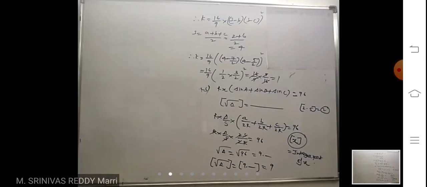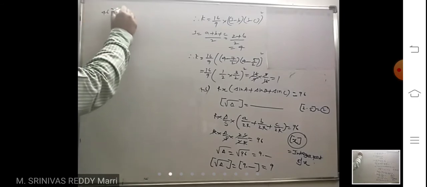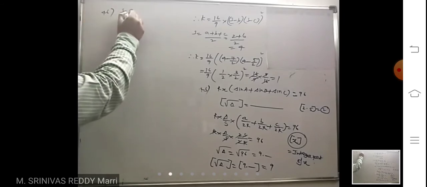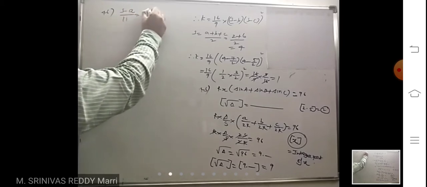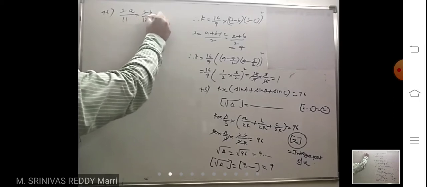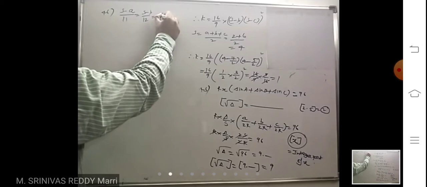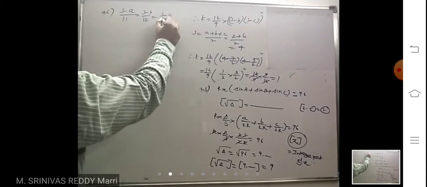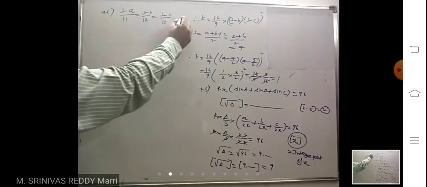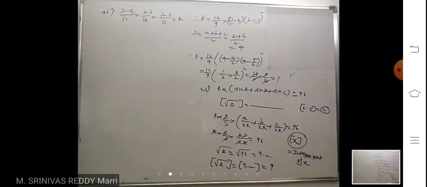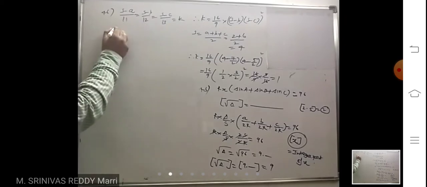Look at the next problem. 46. S minus A divided by 11 is given, S minus B divided by 12 equals S minus C divided by 13. This is given as equal. Whenever equal is given, as we have seen in these models, you take it equal to K.